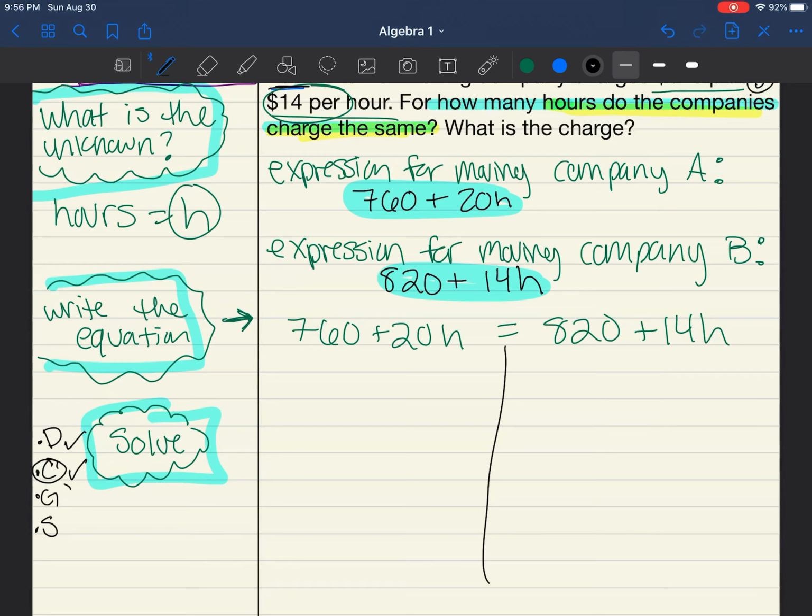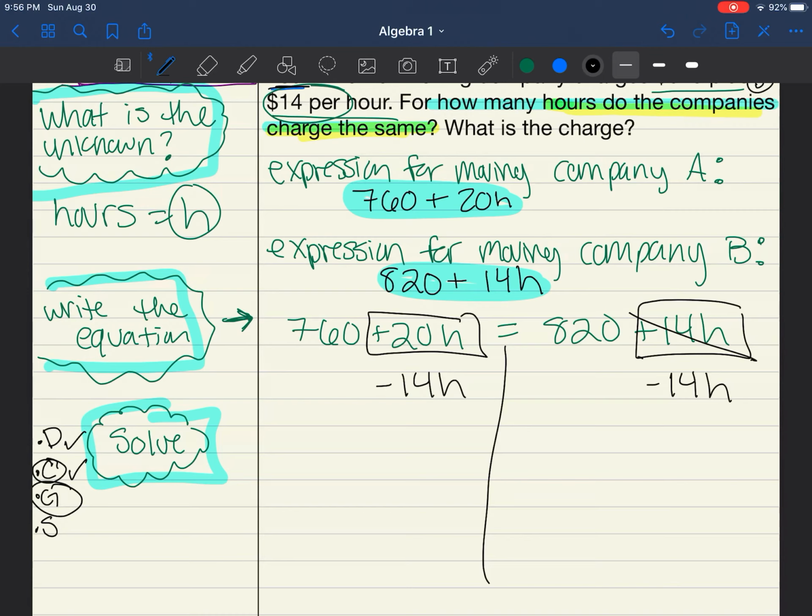Next is get the variable to one side, because you'll notice I have 20H here and 14H here. I'm going to move the smaller one. And so to get rid of 14H on the right side, I'm going to subtract 14H on both sides. Because positive 14 minus 14 is 0. And as long as we do something to both sides of an equation, we're allowed to do it in math. We just have to keep both sides balanced. Alright, so now we're going to have 760 plus 6H equals 820, because that resulted in 0.